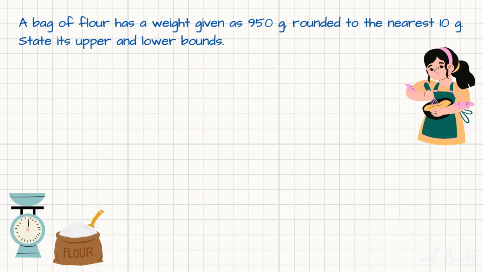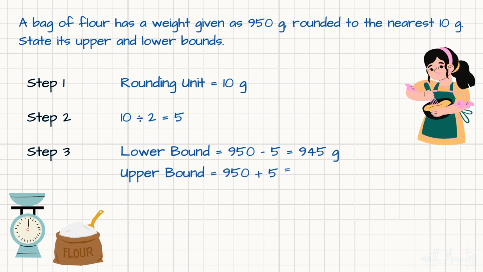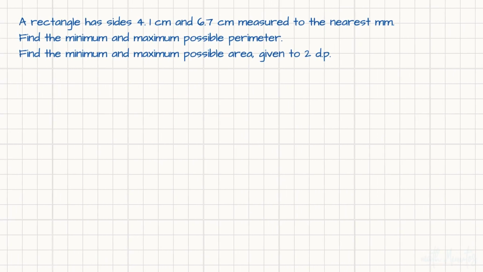Let's look at another example. Suppose we have a bag of flour that has a weight of 950 grams, rounded to the nearest 10 grams. Our rounding unit is 10 grams, so let's divide this by 2. Now, to find the lower bound, we subtract this value from 950, which equals 945 grams. Similarly, to find the upper bound, we add 5 to 950 to get 955 grams. We can write this in an interval. Remember, our actual value is greater than or equal to the lower bound, and is strictly less than the upper bound.